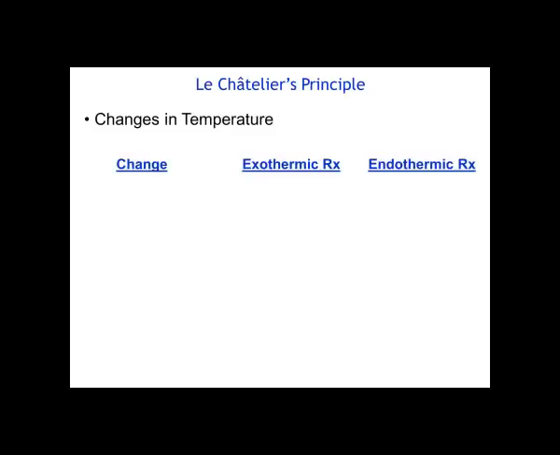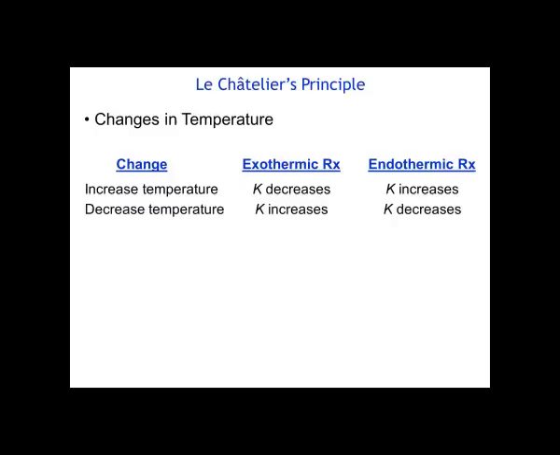Temperature. How do changes in temperature affect equilibrium? If we increase the temperature, the K for an exothermic reaction will decrease. The K for an endothermic reaction will increase. That is, an increase in temperature favors an endothermic reaction. A decrease in temperature, K will increase for an exothermic reaction, and K will decrease for an endothermic reaction. So decreasing the temperature favors an exothermic reaction.